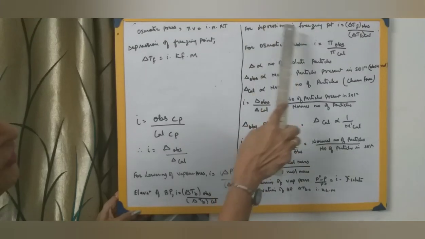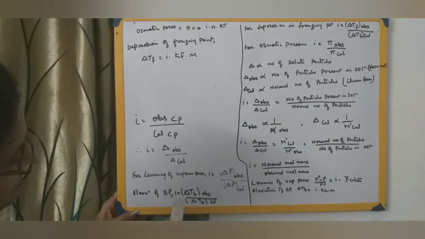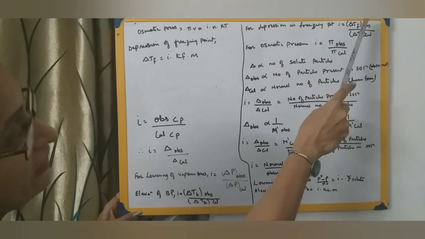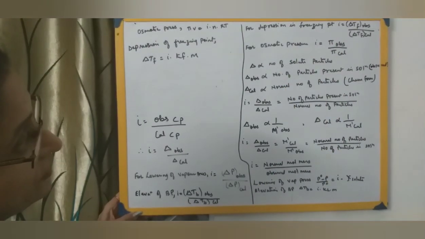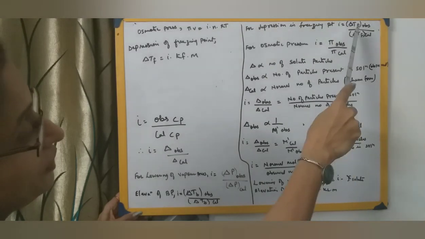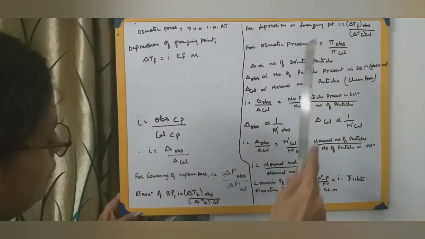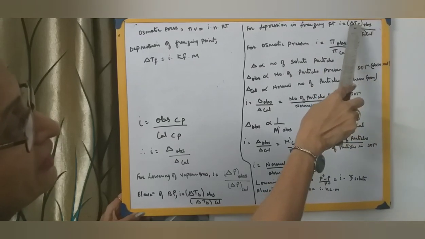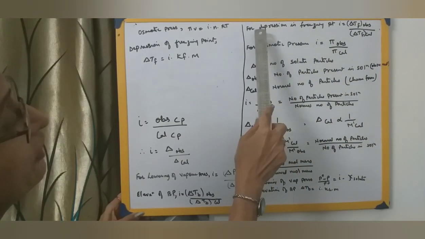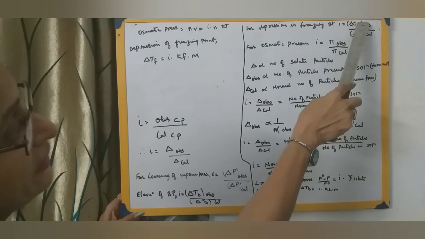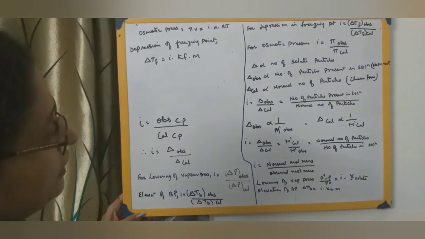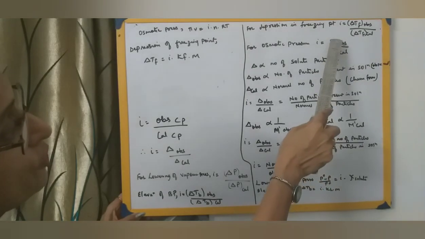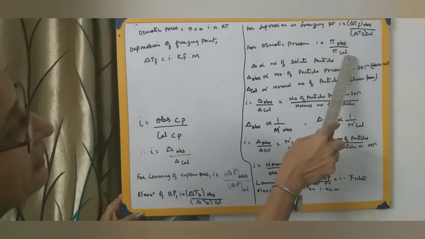Then for depression of freezing point, we get it in the same way as for the elevation of boiling point, that is delta TF, the lowering or depression of the freezing point. So for depression of freezing point, i is delta TF observed upon delta TF calculated. For osmotic pressure, which we calculated some time back, it is pi observed upon pi calculated.